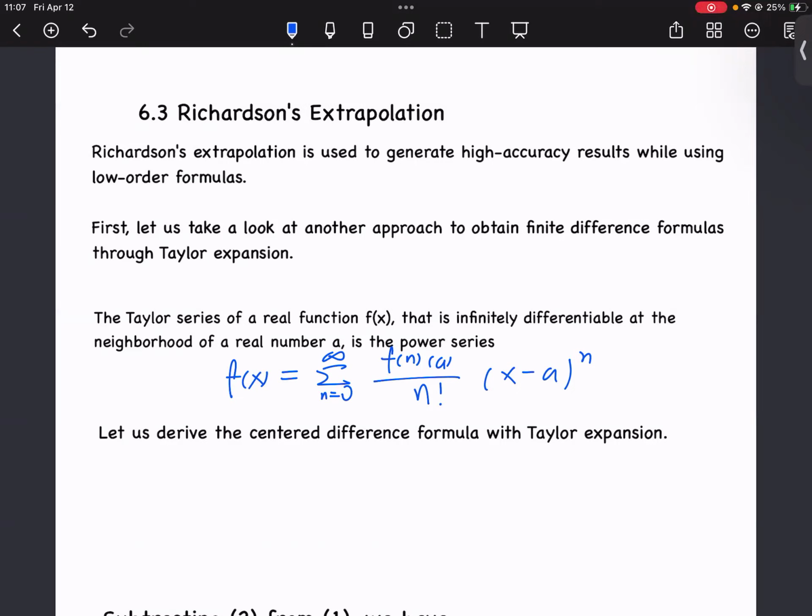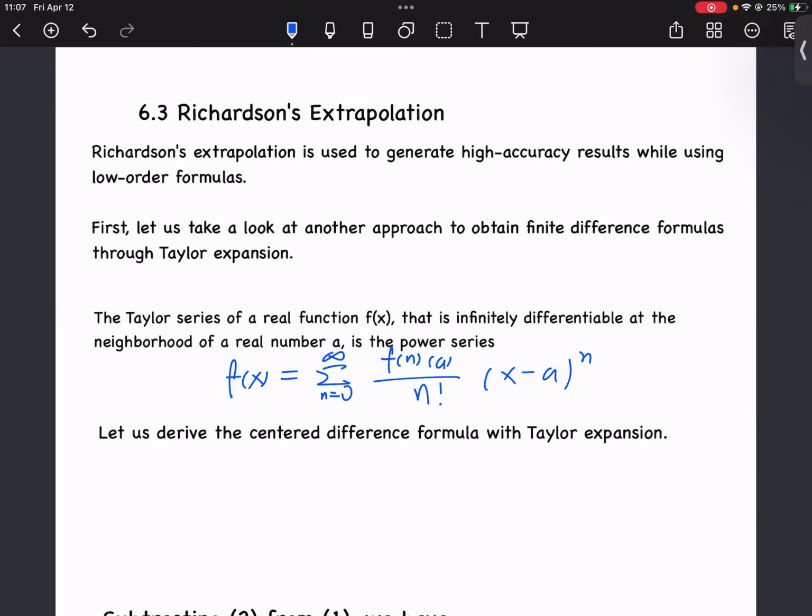So that should be in another note. I will mention this later on, and I will come back to here later on. But here, let's derive the standard difference formula first. So with the Taylor expansions here, we are going to derive the standard difference formula.